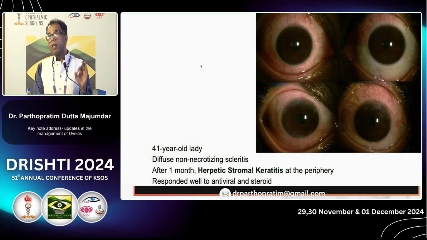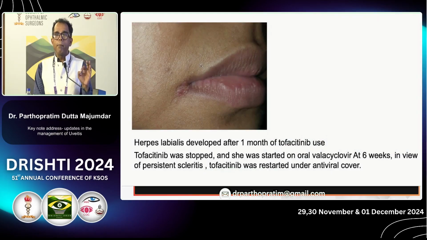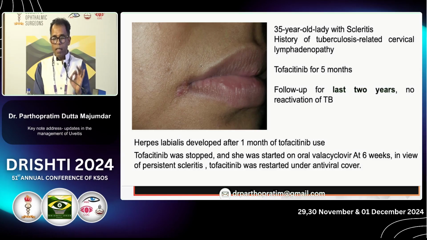Another important thing to highlight is that tofacitinib sometimes can cause viral reactivation. These patients of scleritis responded but developed some viral stromal keratitis, which was treated with antivirals, and there was no need to stop the tofacitinib treatment. Also, in some patients we have encountered herpes labialis developing after 1 month of use of tofacitinib. So it's not that we are promoting tofacitinib for all cases. You have to remember that herpes infection can occur, so you have to tell the patients about that.